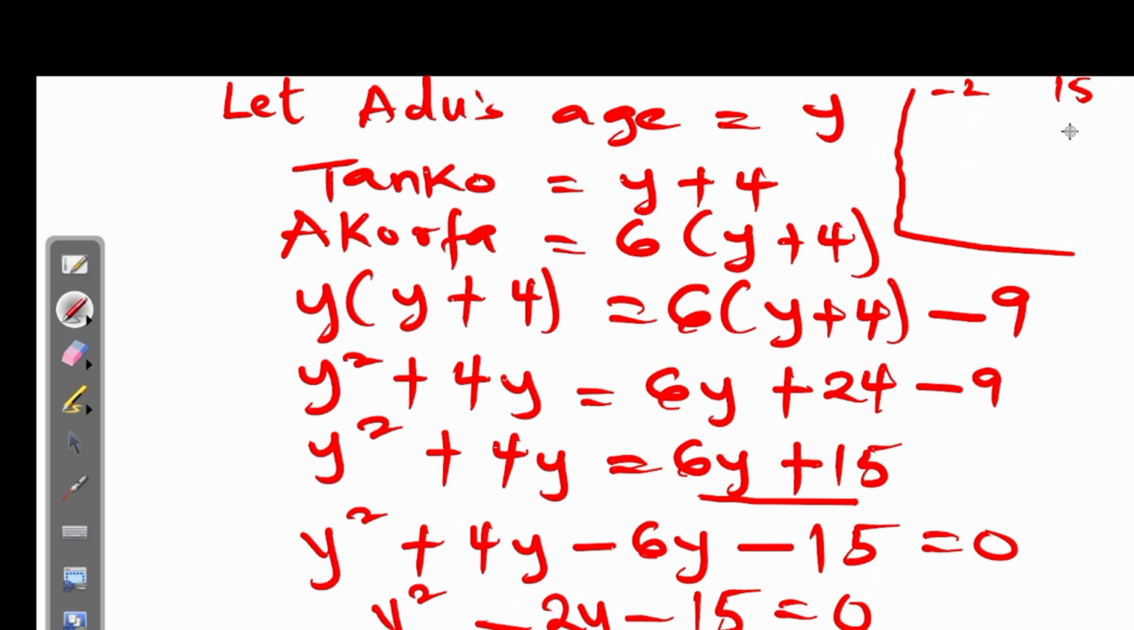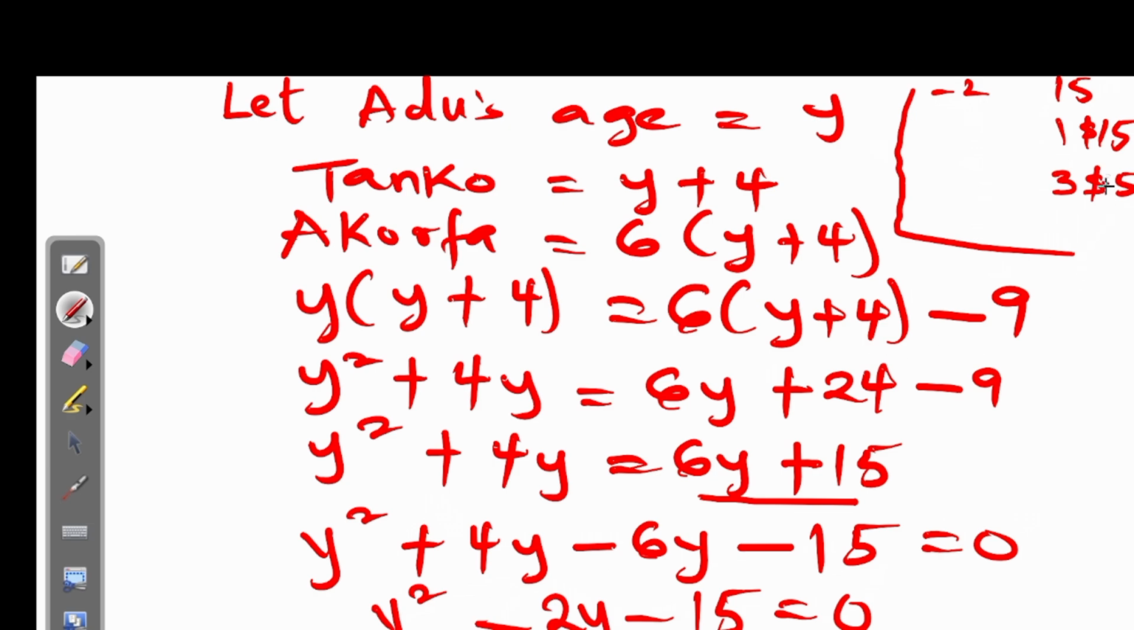Think of the numbers that will give you 15 when you multiply them by each other: 1 and 15, and 3 and 5. Now, out of these pairs of factors, is there any way I can add or subtract to get minus 2? 15 minus 1 is 14. 15 plus 1 is 16. So it will not work. Let's check the second one. 3 plus 5 is 8. 3 minus 5 is minus 2.